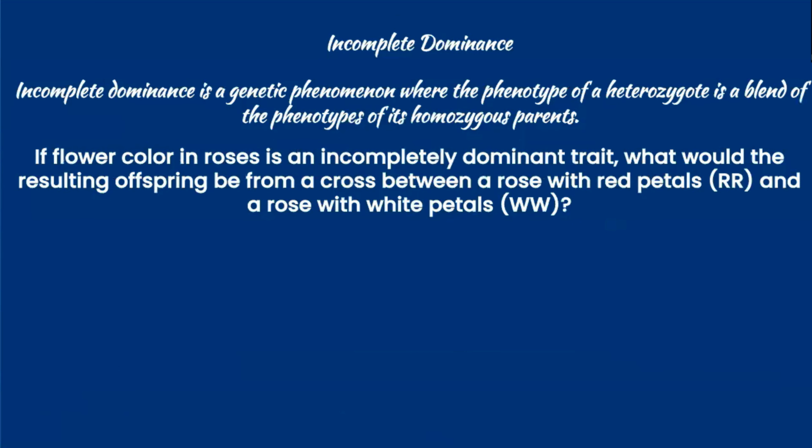Okay, let's talk about incomplete dominance. So, incomplete dominance is a genetic phenomenon in which the heterozygous genotype is a blend of both parents. So, in this case, for example, if we were to take R and W, we take a look at this problem here. It's talking about flower colors and roses, and they let you know it's incomplete dominance. And they said red roses are going to be both capital R, and white petal roses, I should say, are going to be both capital W.